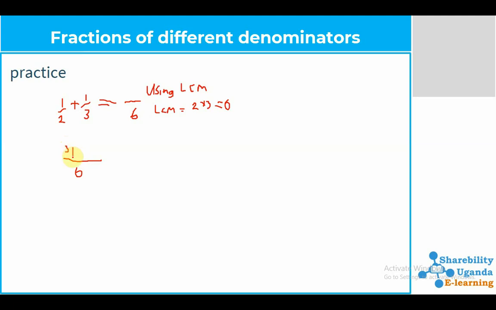Then our 3 is going to multiply 1, this one, which is the numerator. Then we shall also ask, what is 6 divided by 3? Our answer is 2. So also our 2 is going to multiply our numerator, which is 1.